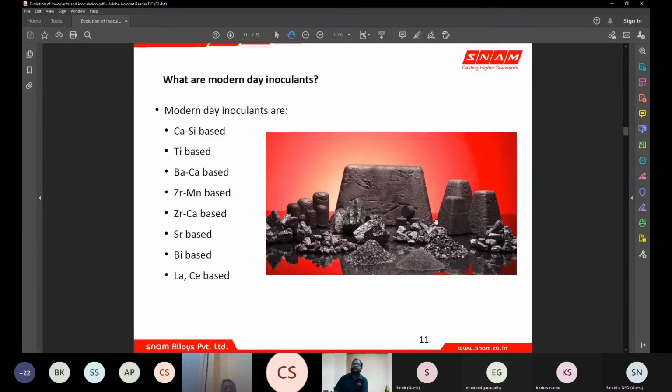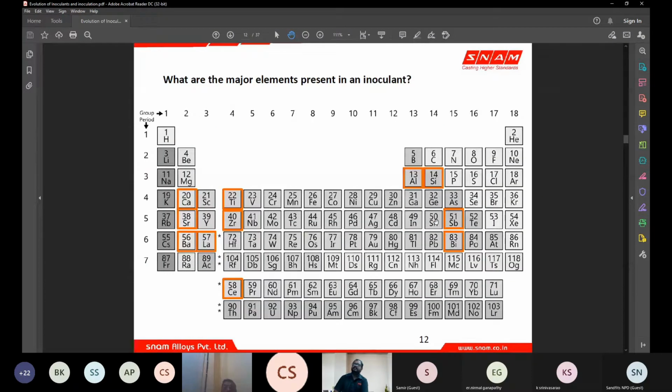These elements are being selected from the periodic table, and these elements are generally strong oxidizing elements, whose oxides are generally stable at the operating temperatures of foundries. So these are strong oxide formers. That means they deoxidize the metal faster. When you add these elements, they react with the nascent oxygen present in the liquid metal and start forming oxides.